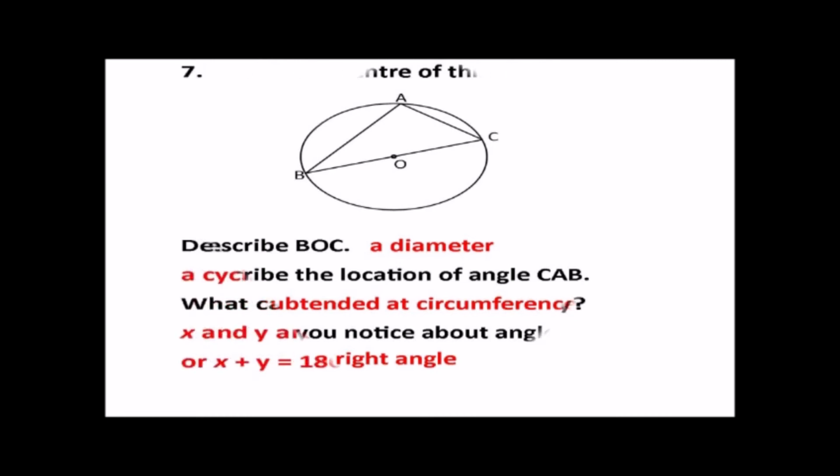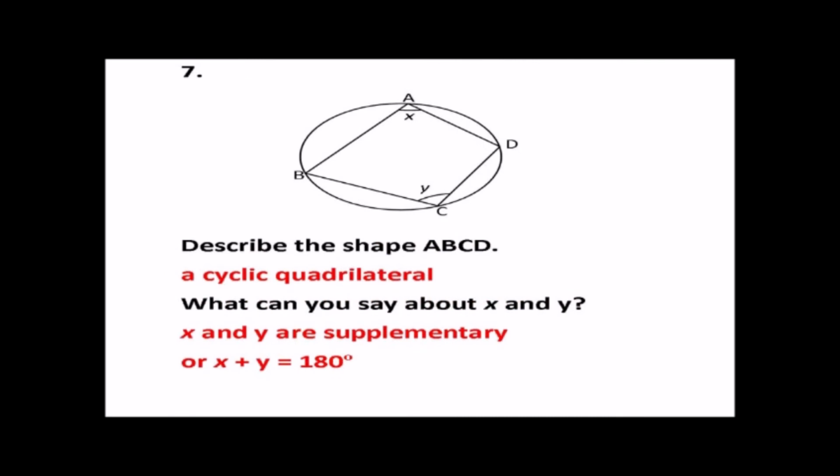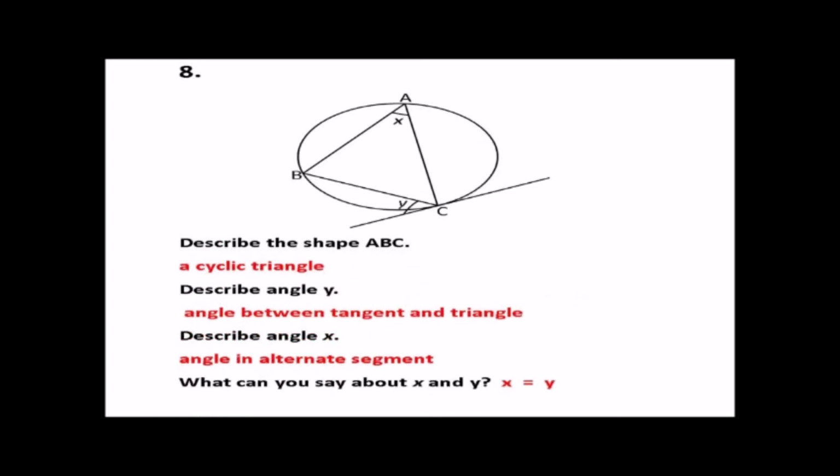Same thing. Number 7. Describe the shape. It's a cyclic quadrilateral. That's what it's called because it's in a circle. What can you say about X and Y? X and Y are supplementary. What that means is that they're equal to 180 degrees. Got it? Good. Once you know that, it makes your life a lot easier when you get diagrams like this. Cyclic quadrilateral: opposite angles are supplementary.